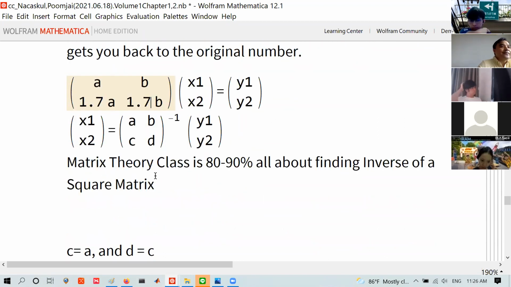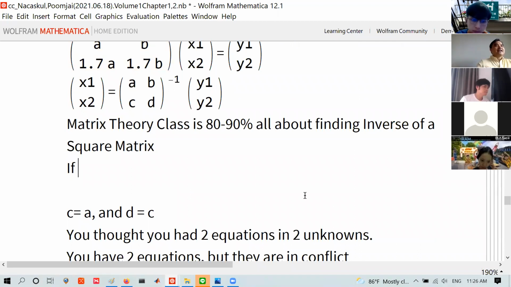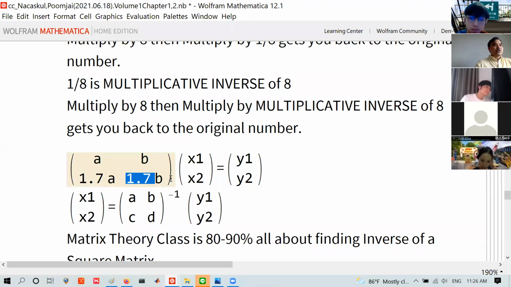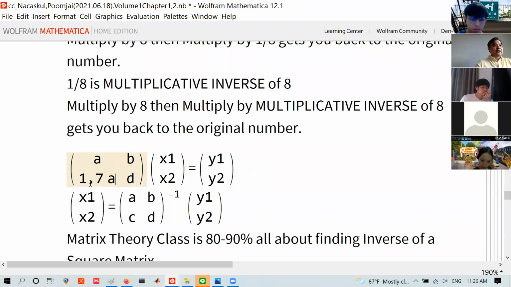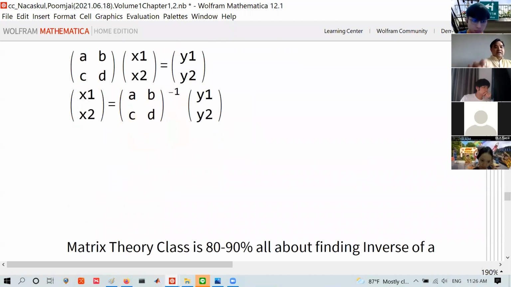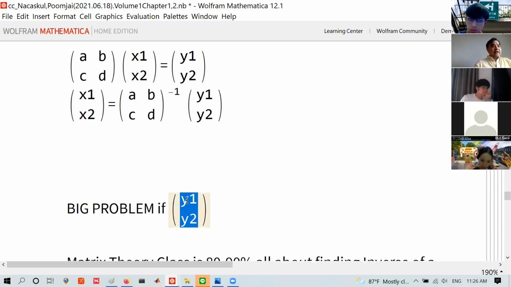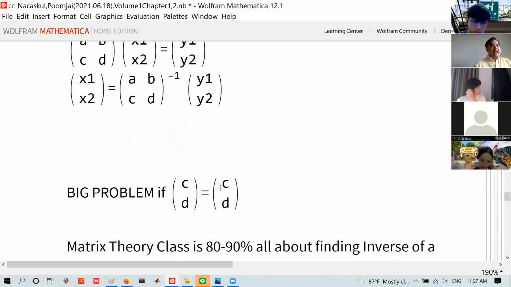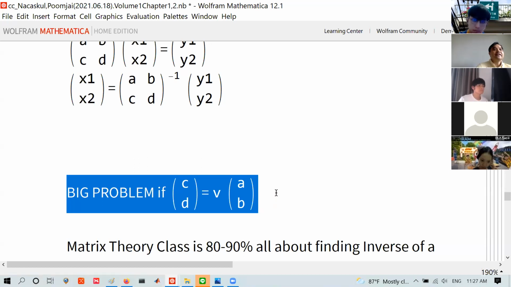So you know that if, let me write in shorthand, if C and D are equal to A and B, in fact, if it's equal to any kind of multiplicative number, this is your big problem.